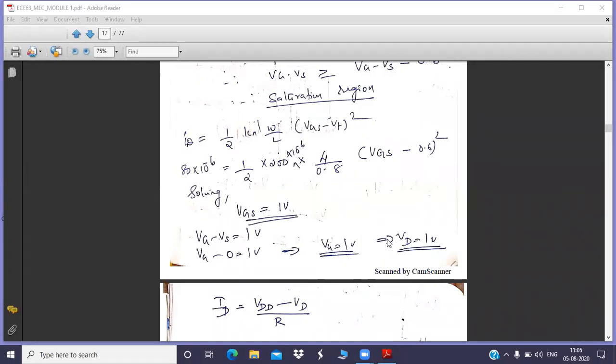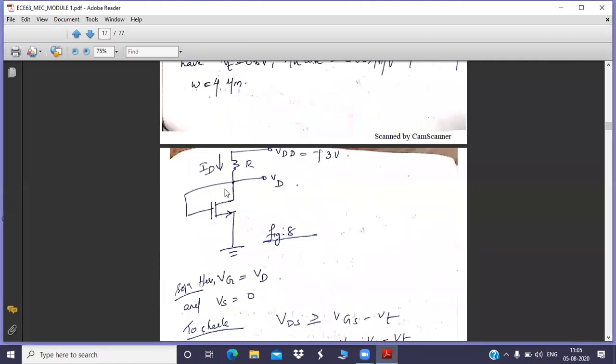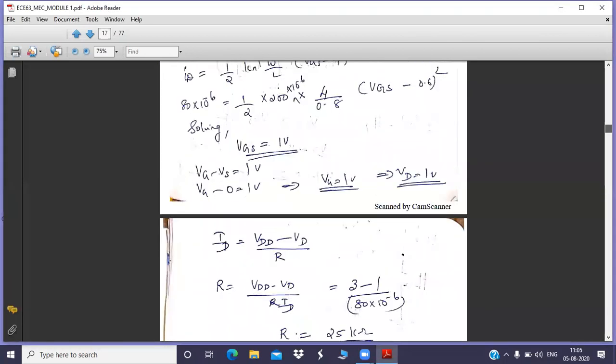That VG is equal to VD as well. As per this question, VG is equal to VD. Why is VG equal to VD? Because I have connected the gate and drain together. So whatever I have got for this gate voltage, that is going to be the same as the drain voltage. As of now, we have solved VG equal to 1 volt. So this parameter is going to be the same for the drain voltage also, meaning the drain voltage is also going to be 1 volt.